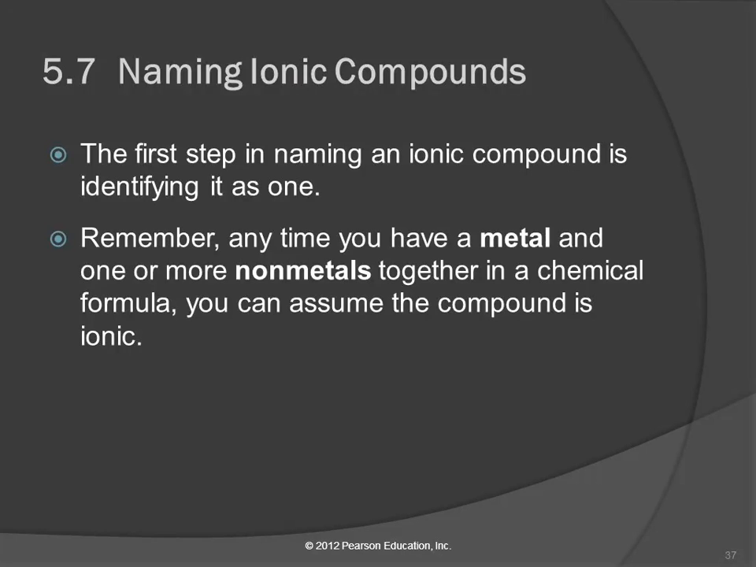Okay, naming ionic compounds. So the first thing we have to be able to do is identify that the compound is ionic. We identify that it's ionic, and then we can use the ionic rules. So how do you identify it as an ionic compound? Well, the most straightforward way is to look for a metal and a nonmetal. So you're going to have a metal and one or more nonmetals, and then you can assume that the compound is ionic.